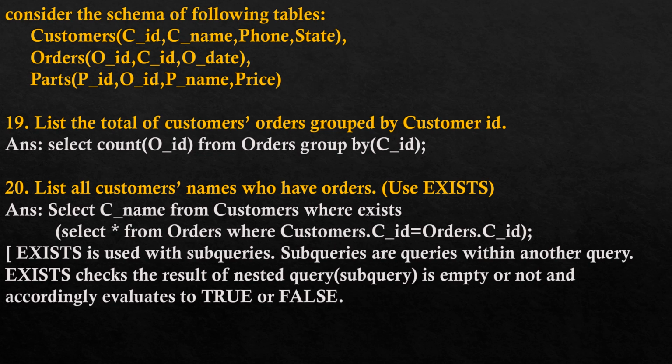Now here the outer query is select customer name from customers where exists. Now exists will be evaluated to true or false depending on the result of the inner query. That means if any customer has placed an order, then it will return true. Then it will print that particular customer name. Otherwise, if there is no such customer who has placed any order, then this will evaluate to false. Then it will not print that particular customer name. So this is how exists can be used.